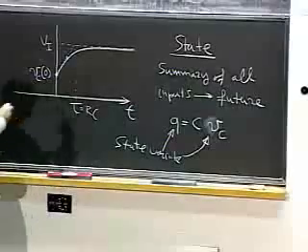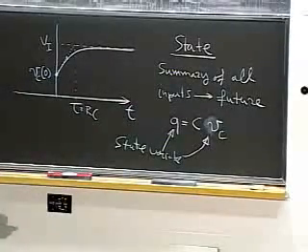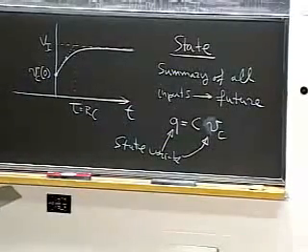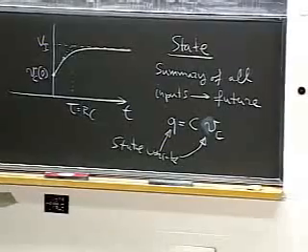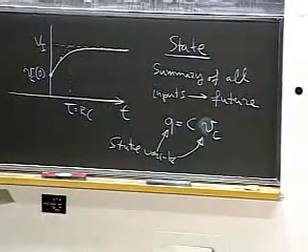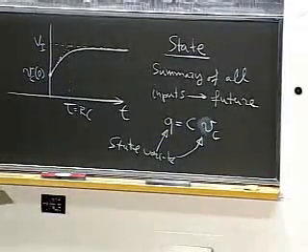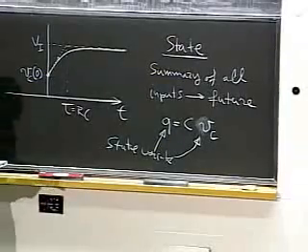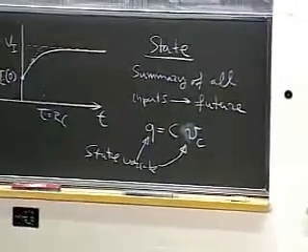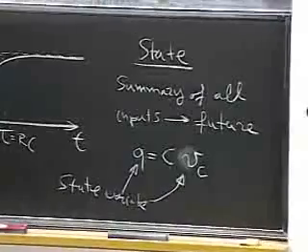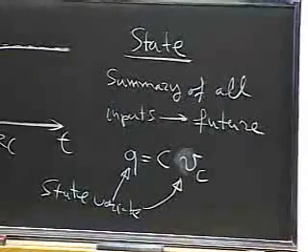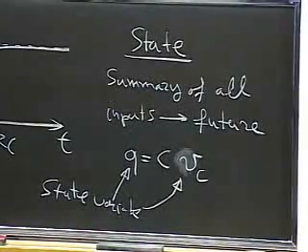But for a linear capacitor, since there's a one-to-one relationship between the two, V is also a state variable. Okay? So let's then go back to our original circuit.